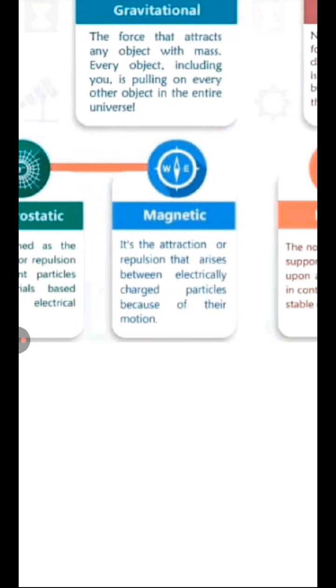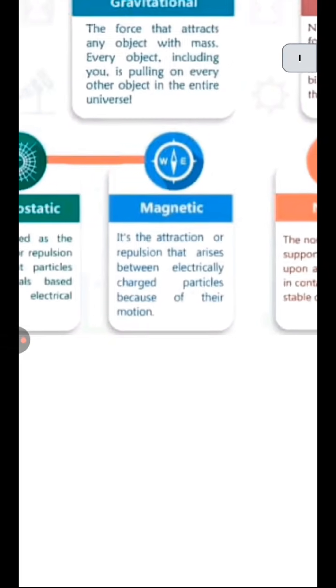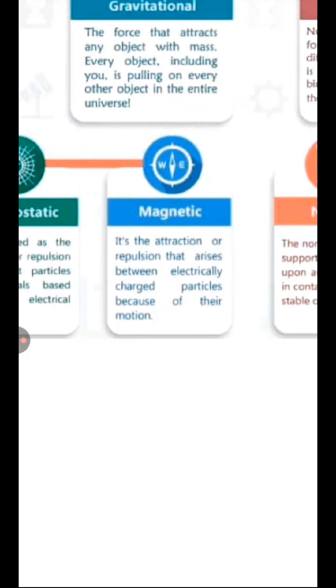Magnetic force is the attraction or repulsion that arises between electrically charged particles because of their motion. Let me tell you about our gigantic magnet, the Earth's magnet. It has magnetic behavior because of molten iron material inside the core of the Earth.